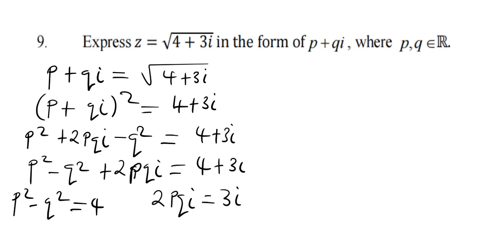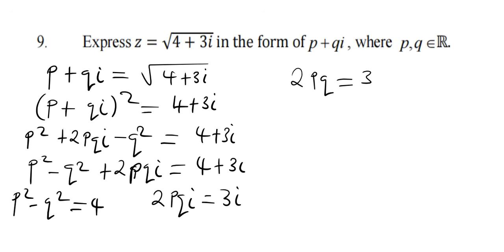Okay, now from here, what do we now do? So from the other expression, the other expression is 2p. If I remove the i's, I'm just going to have 2pq is equals to 3, because the i's are going to cancel on both sides.